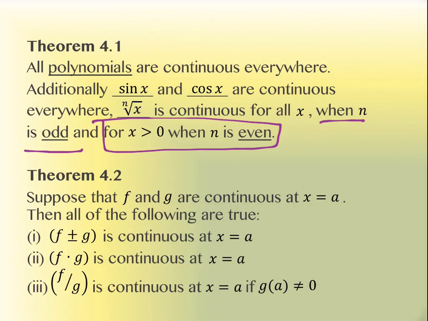Okay, a few others down here. Theorem 4.2 says, if f and g are continuous, then you automatically get that f plus and minus g are continuous, f times g is continuous, and f divided by g is continuous. And of course, on the third one, we've got that extra condition that you can't have 0 in the denominator. So g of a can't be equal to 0. And these are all talking about continuity at one particular point.